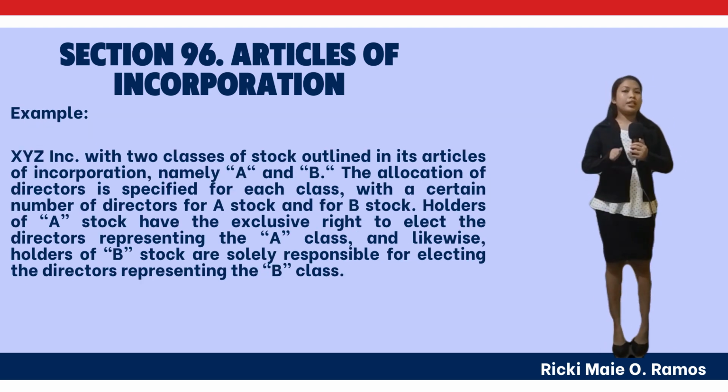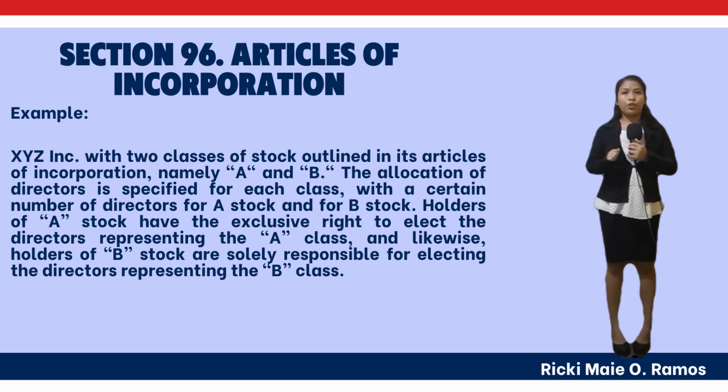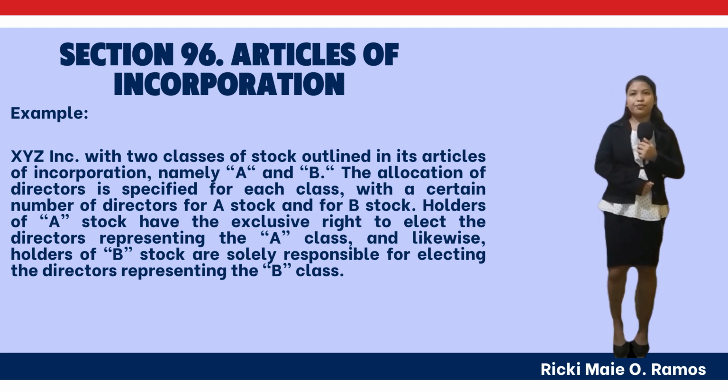For example, let's consider a company named XYZ Inc. with two classes of stock outlined in its articles of incorporation, namely A and B. The allocation of directors is specified for each class, with a certain number of directors for A stock and for B stock. Holders of A stock have the exclusive right to elect the directors representing the A class, and likewise holders of B stock are solely responsible for electing the directors representing the B class. Importantly, this election process occurs independently of the number of shares held within each class.